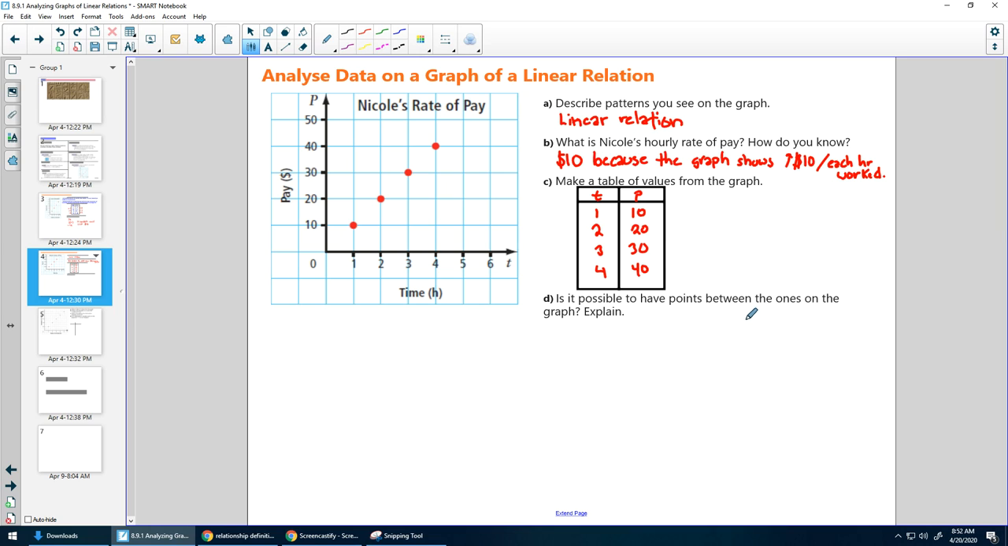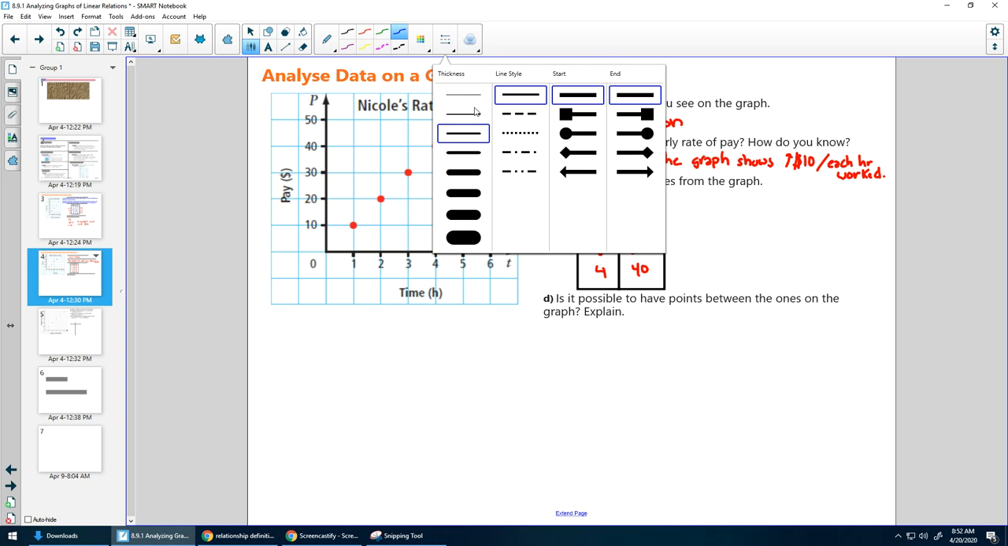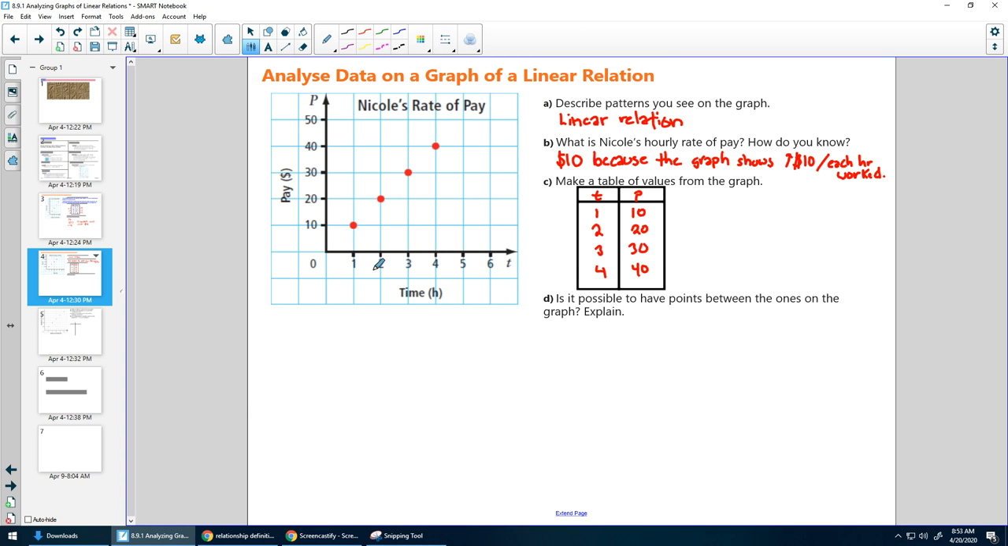So is it possible to have points between the ones on the graph? Explain. Well, if we think about that, is it possible that Nicole could work for 2.5 hours? Yeah. So if Nicole were to work for 2.5 hours, let's say, which is right between 2 and 3, she would get paid $25. So answer, yes.